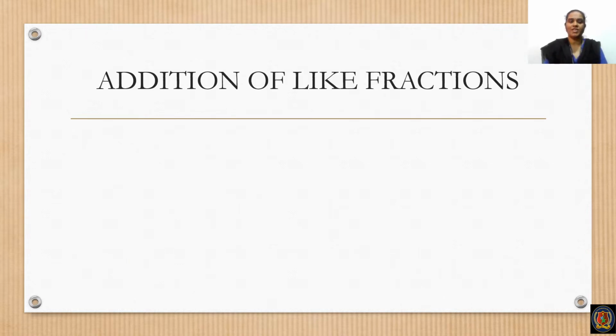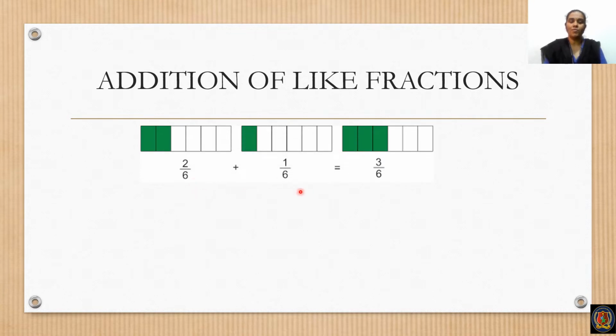Addition of like fractions. What are like fractions? We saw in the previous videos, like fractions are fractions in which the denominators are same. Let us see a like fraction 2 by 6 and 1 by 6. Adding 2 by 6 and 1 by 6 we get 3 by 6. Here the total parts are 6. 2 is shaded and 1 is shaded, so it becomes 3 parts out of the total parts. So it is 3 by 6.